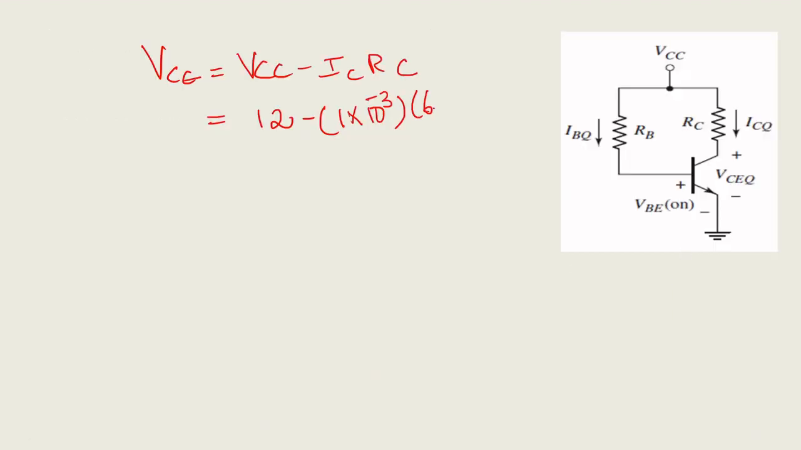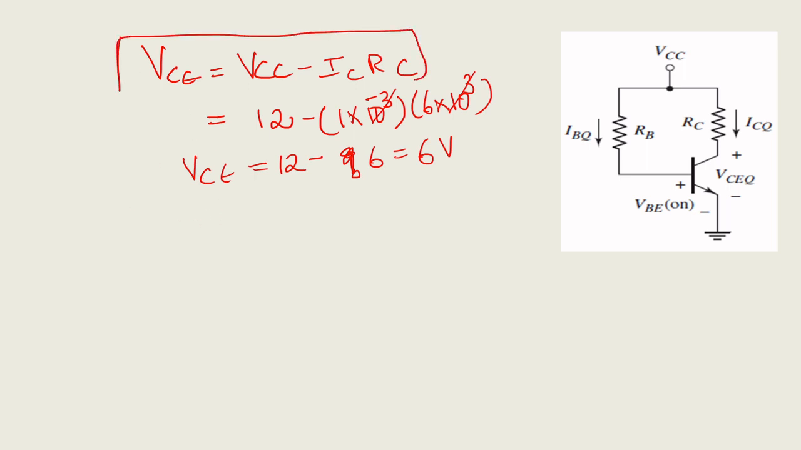So 6 kilo ohms times 10 to the power minus 3, both will cancel. So 12 minus 6, that is 6 volts, right? So this is the master equation. These values you keep aside.